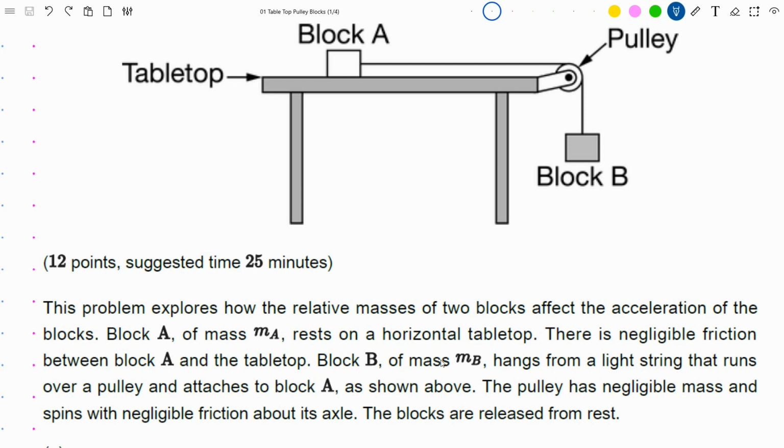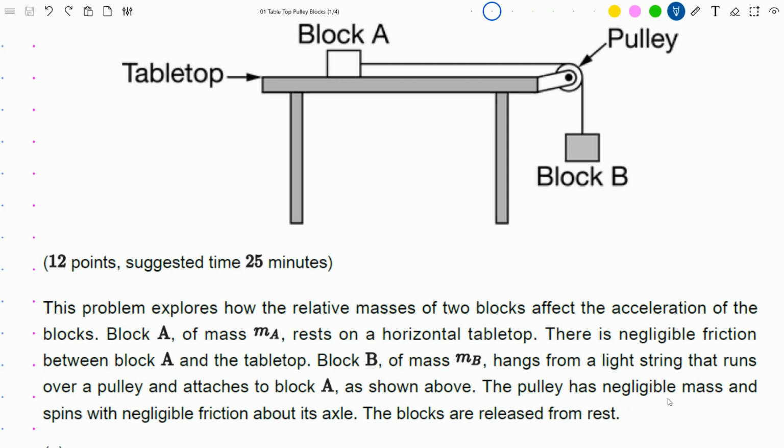Block B has a mass m_B and hangs from a light string. The word light is a bit of a code word in this kind of physics. The word light means that it has such a small mass that it too can, for all intents and purposes, be considered to be zero for solving the problem. So a light string has effectively no mass, or at least a negligible amount of mass. It runs over a pulley and attaches to block A. So I'm just verbally describing the picture that we're looking at, nothing new really being presented to us yet.